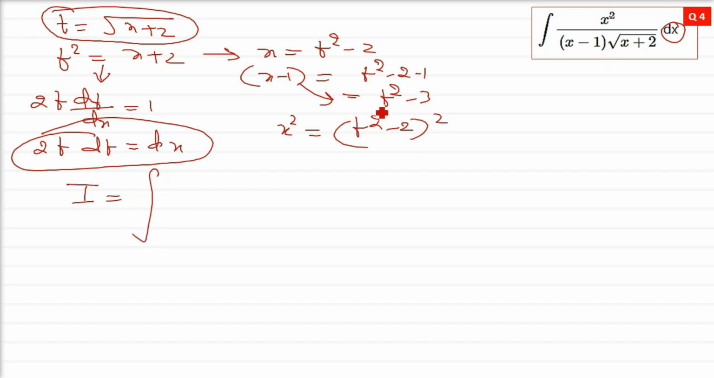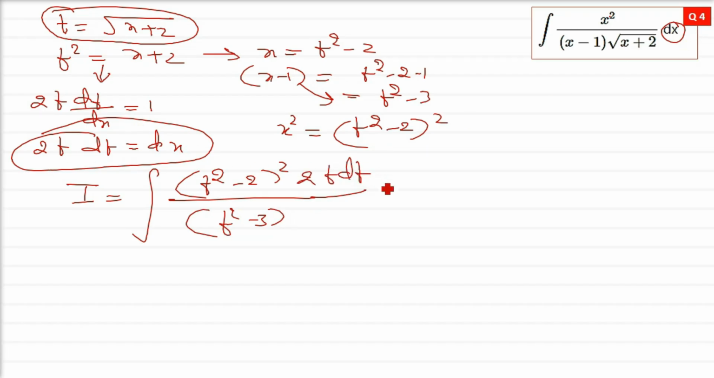So the integral will become like this. x square is t square minus 2 whole square, a minus b whole square, we will apply that formula. x minus 1 will be t square minus 3. Under root x plus 2 will be t only. dx will be 2t dt. In the denominator it will be t, so this t gets cancelled out. And this 2 I have taken outside.